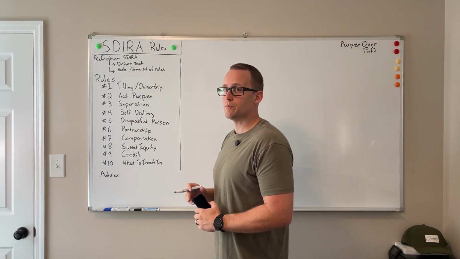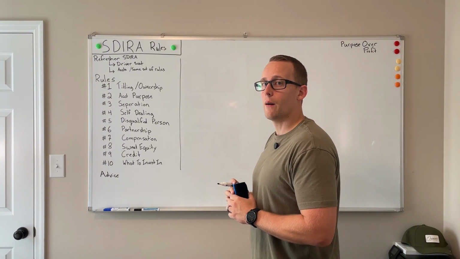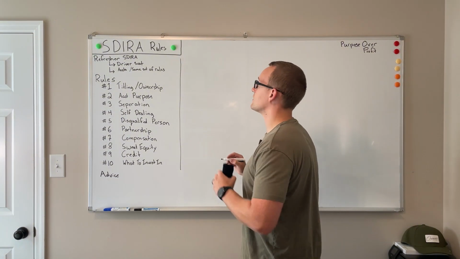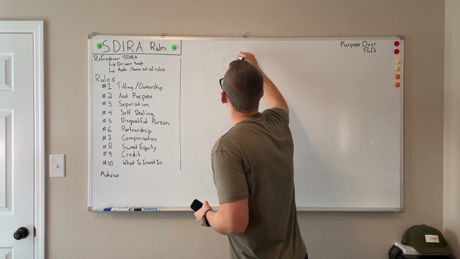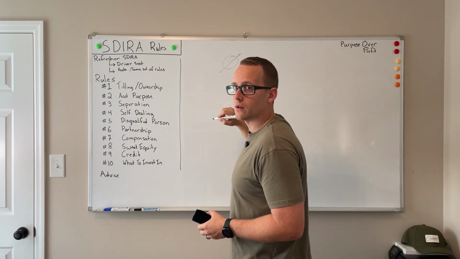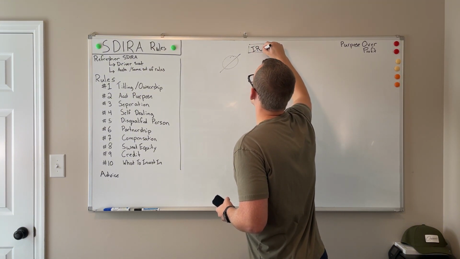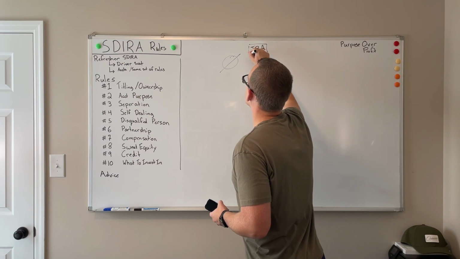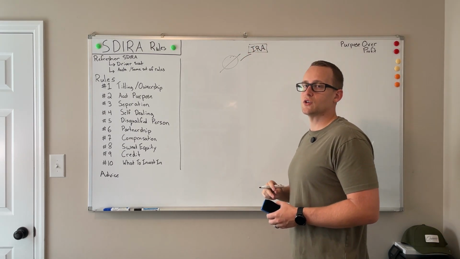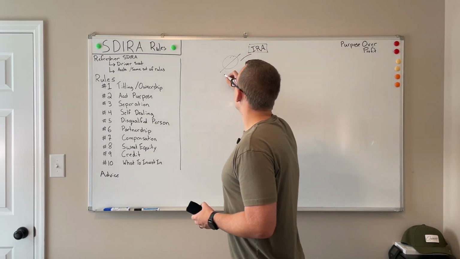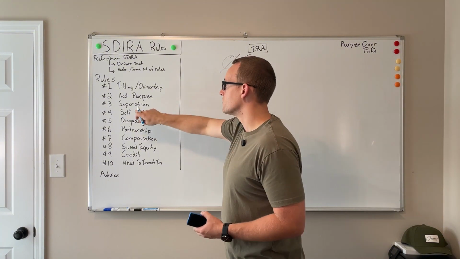Number 5, this is a big one. Disqualified person. So what this is, who can you transact with within your account? So you've got your IRA here. Again, this is any retirement account. I'm just putting IRA for examples. So who can you not transact with? So here it's going to be yourself. Again, that goes to self-dealing.